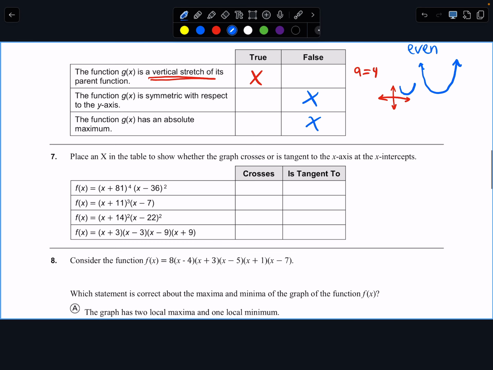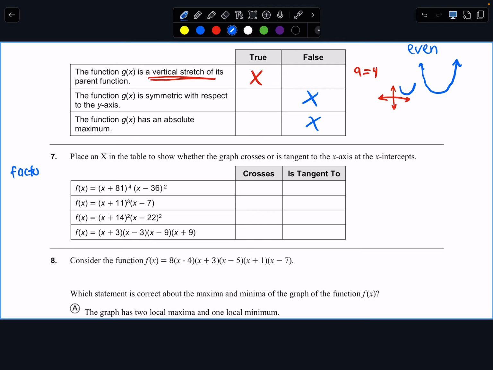So we're going to place an x in the table to show whether the graph crosses or is tangent to the x-axis at the x-intercepts. Does anyone remember how we figure this out? Am I going to have to graph all of these? If you did, you're not wrong, but it takes forever. Yes? Because you got to figure out the windows. The easiest way is to look at each factor.